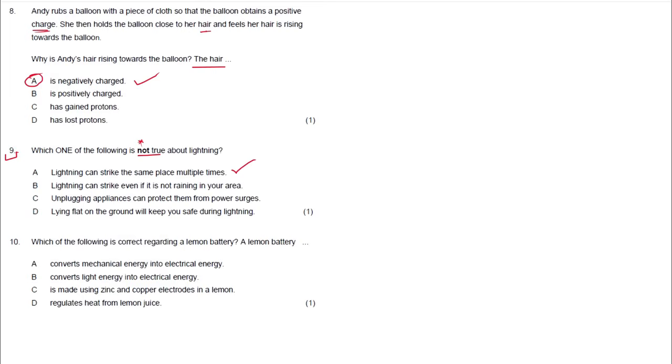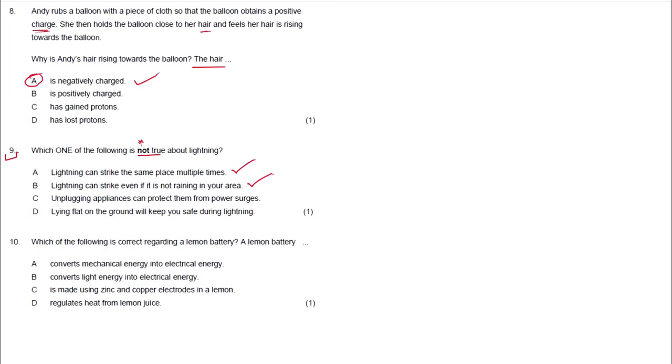And then option B says that lightning can strike even if it is not raining in your area. So that's true. It does not need to be raining for lightning to strike. So it can also strike even if it's not raining.